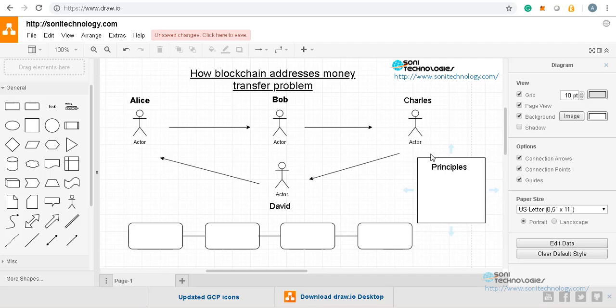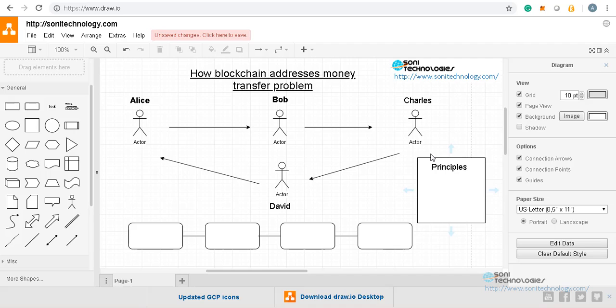In the last lecture, we learned the difference between Bitcoin and blockchain. We also saw what problem the blockchain is trying to solve. That is the money related problem, the money transfer related problem. In this lecture, we will see how blockchain addresses the money transfer problem.